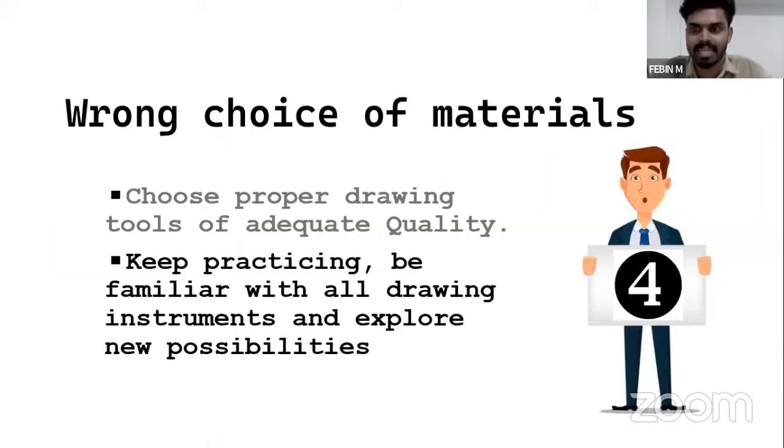The next mistake that students generally make is the choice of wrong materials. Wrong choice of materials. That means we have different materials available in the market.